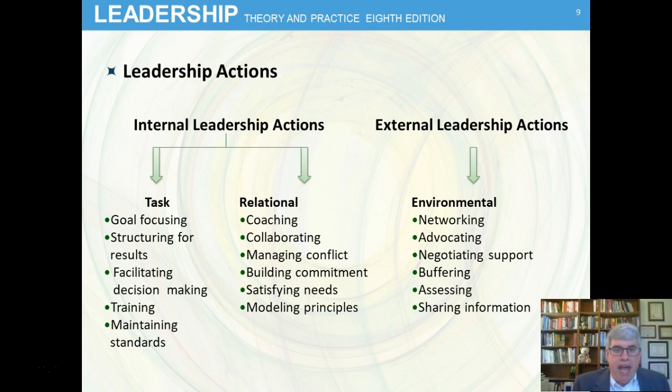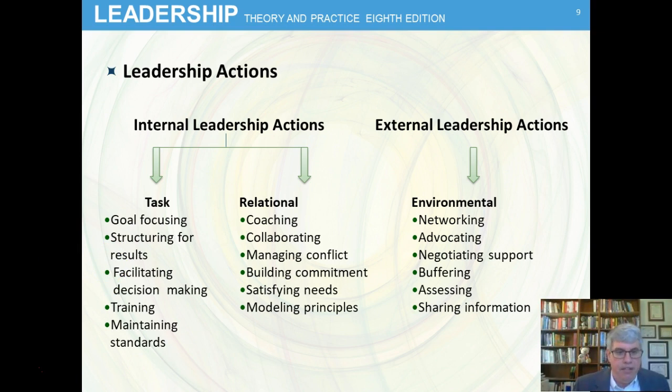So what type of leadership actions can be applied? Well, let's look at first the internal leadership actions, things that need to be done within the group that can be either task or relational. Some task leadership actions, the interventions that can be done: goal focusing, getting people to focus on the goal; structuring for results, holding people accountable, giving people assignments that are appropriate to them so that we'll get the best possible results; facilitation of decision making. Do we have to have more meetings? Do we need to have meetings?